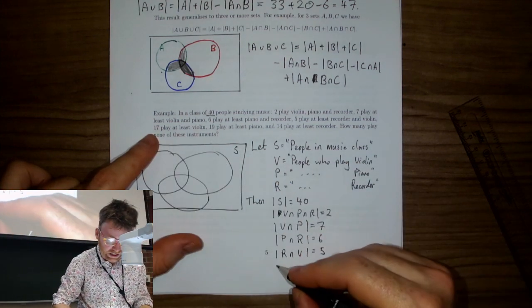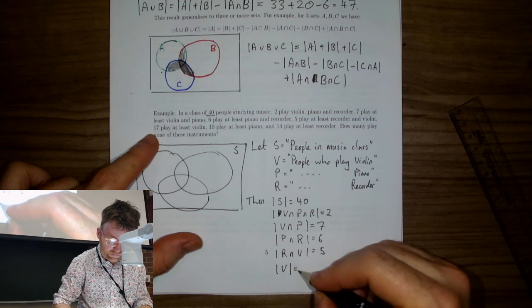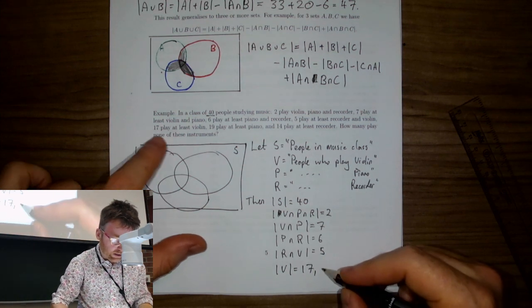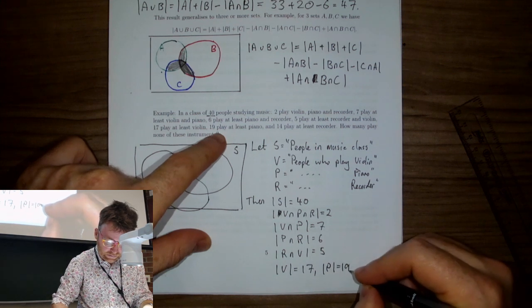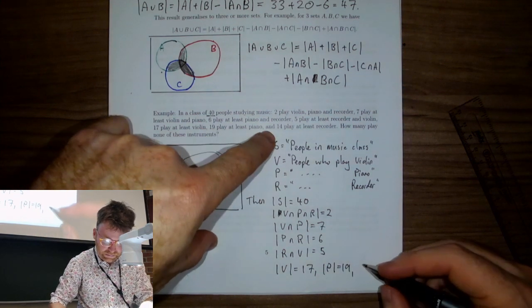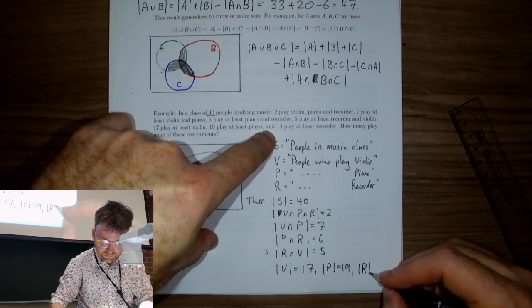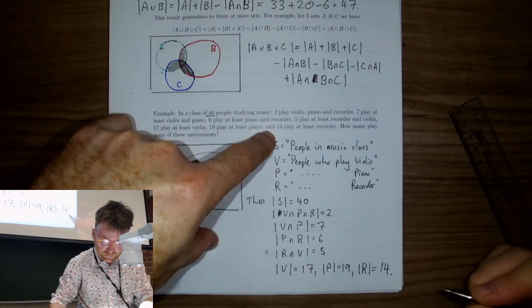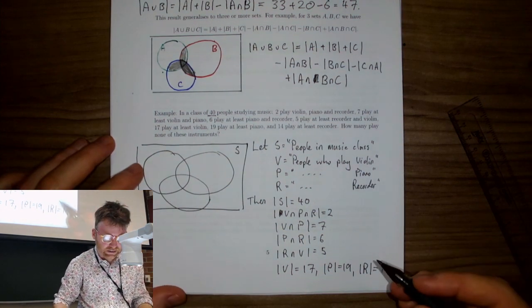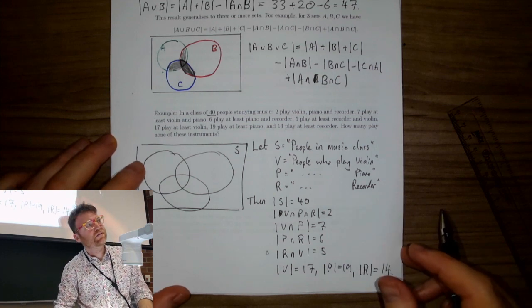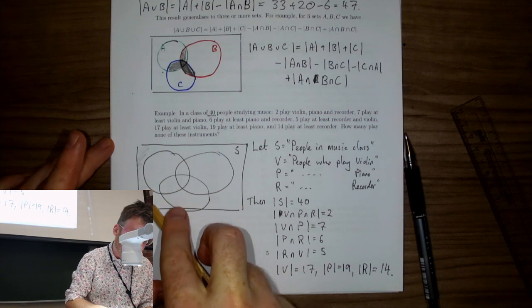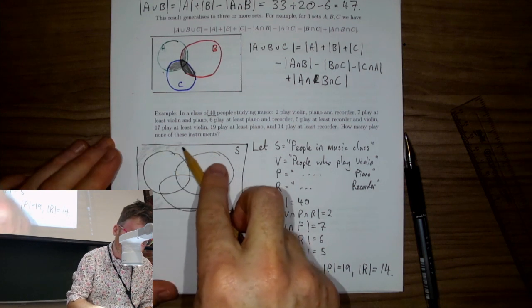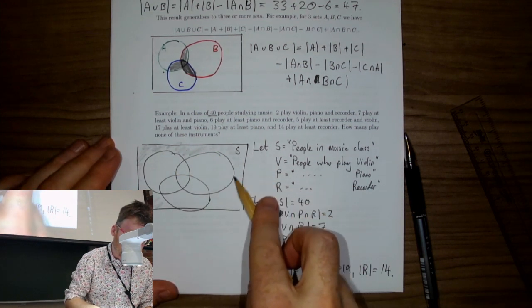17 play at least violin. 19 play at least piano. And 14 play at least recorder. How many play none? So we're actually interested in this region, the region outside the worlds of recorders, violins, and pianos.